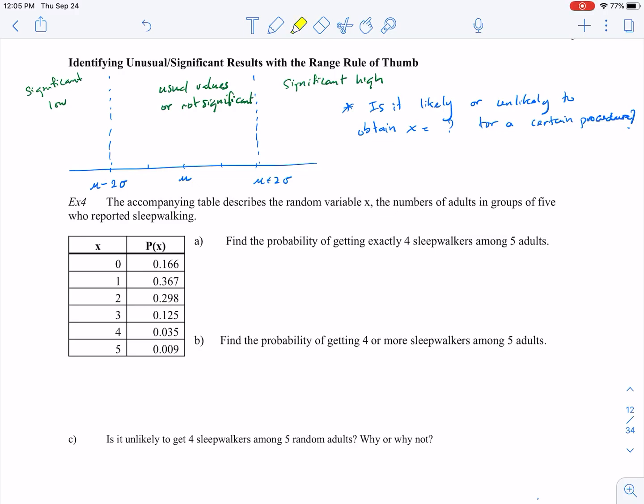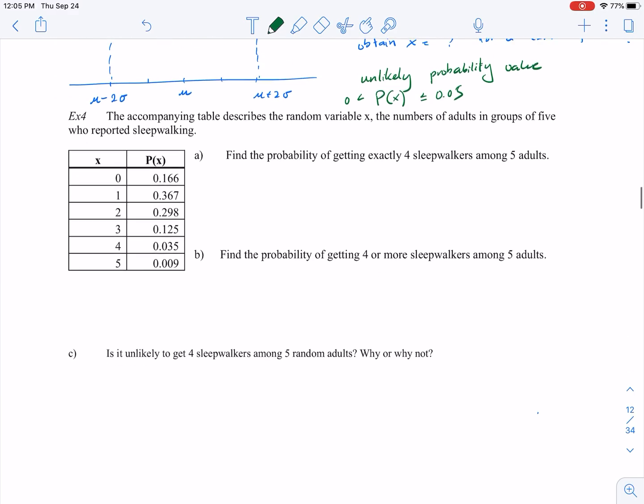And in chapter 4, we defined what probability value is considered to be likely or unlikely, right? So recall we defined that for an unlikely probability value, we've got p of x between 0 and less than or equal to 0.05, or 5%, right? So that was from the chapter 4 definitions. So let's look at that through this example here.